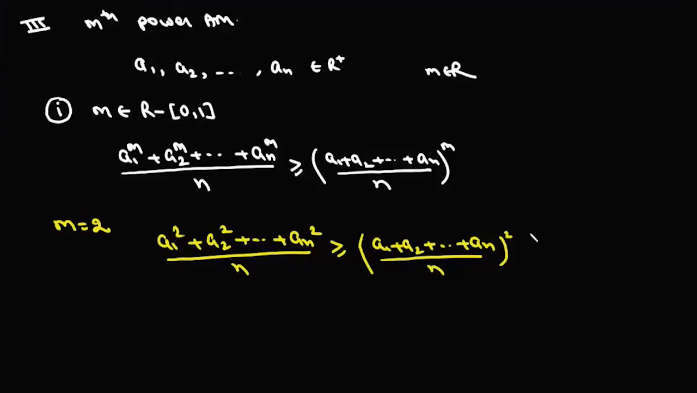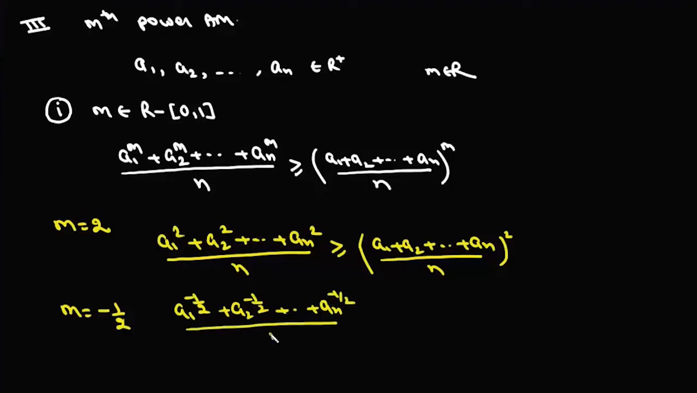Now this m can be a negative number also. We can take this m as, say, minus 1 by 2. Then we can write a1 to the power minus 1 by 2 plus a2 to the power minus 1 by 2 up to an to the power minus 1 by 2, by n, will be greater than or equal to a1 plus a2 up to an by n, whole to the power minus 1 by 2. So this is our first case when m is either less than 0 or greater than 1.